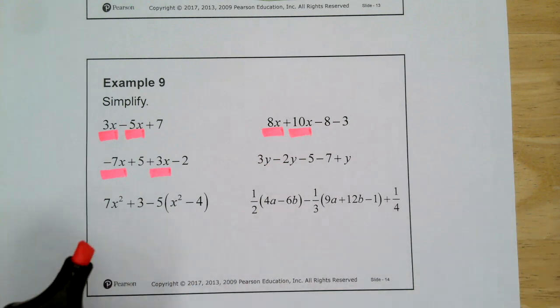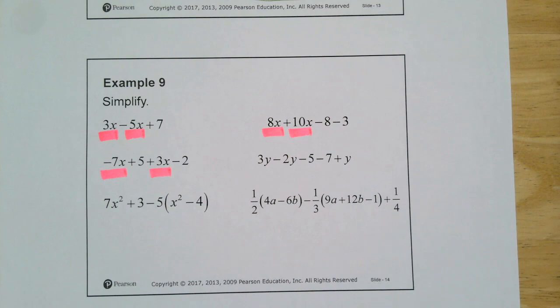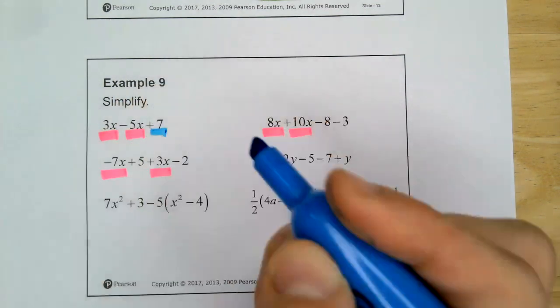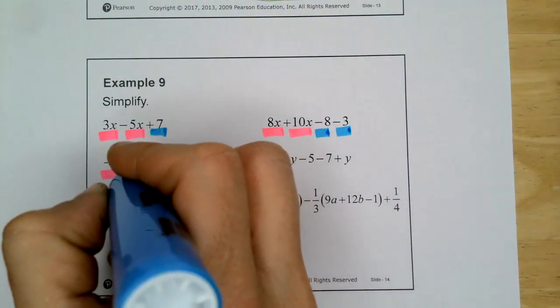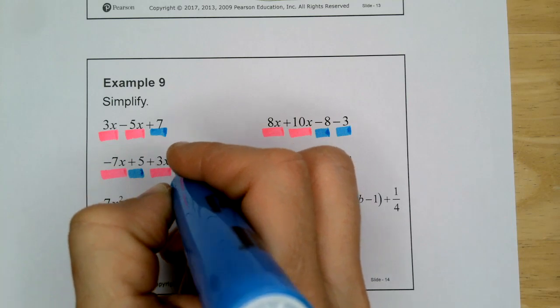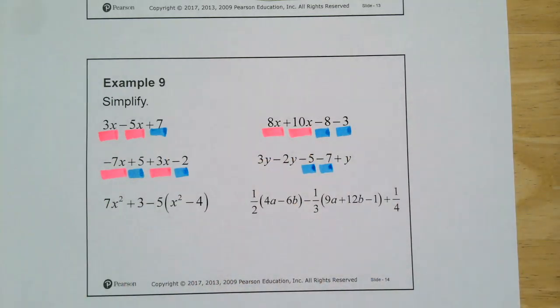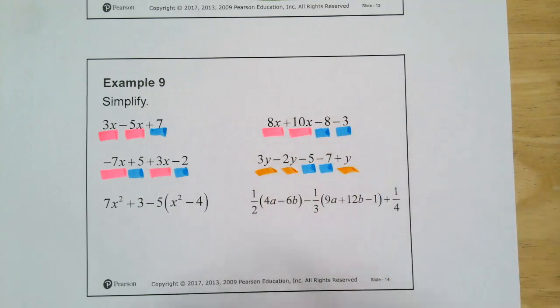Sorry, I was sticking with the x's. I'm not going to do it down here because I need to distribute before I combine like terms, okay? The 7 has no combinable like terms. -8 and -3 are the same. +5 and -2 are the same. -5 and -7 are like terms. And then we can do 3y and -2y and +y are all like terms.